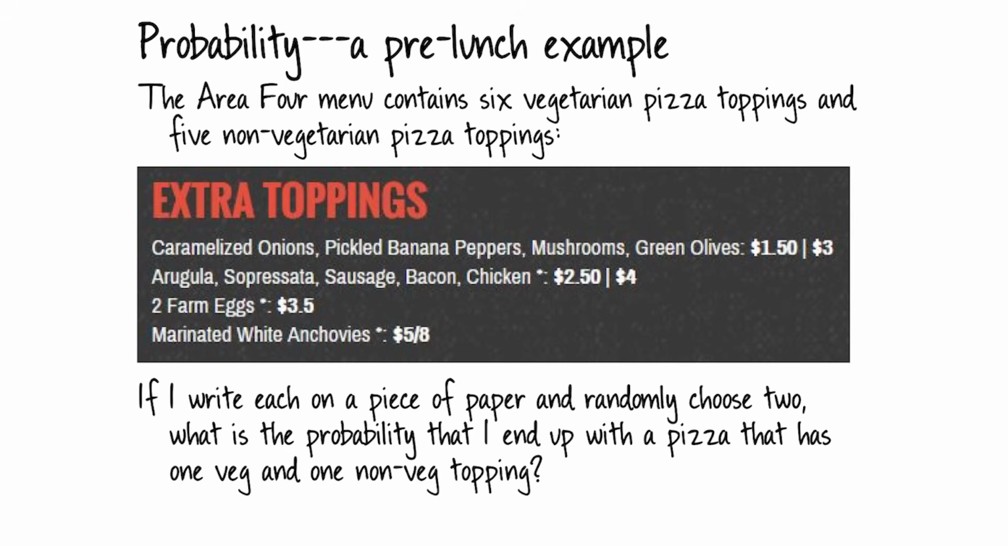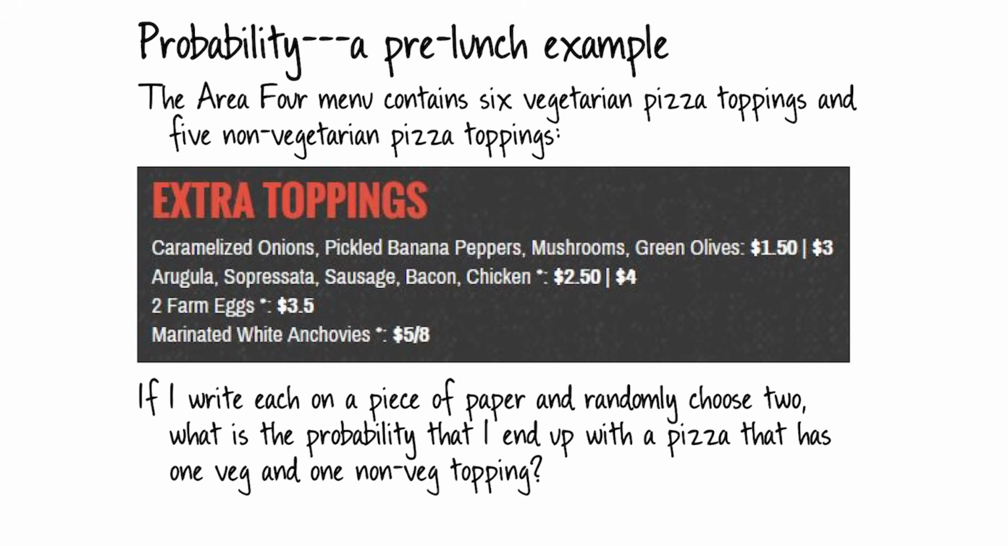So turns out they have 6 vegetarian pizza toppings: caramelized onions, pickled banana peppers, mushrooms, green olives, arugula, and eggs. I think that's it. Okay. And then they have 5 non-vegetarian toppings: sopressata, sausage, bacon, chicken, and anchovies. Okay? So let's suppose I want fate to decide what pizza I order instead of just choosing my toppings.